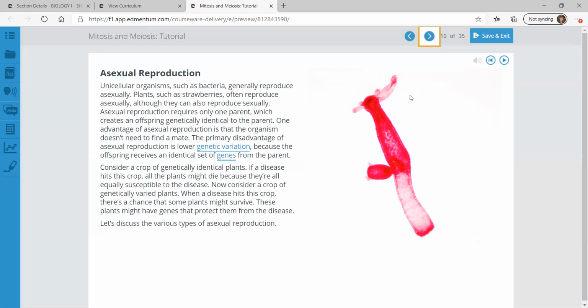Asexual reproduction requires only one parent, which creates an offspring genetically identical to the parent. It's like making a copy. One advantage of asexual reproduction is that the organism doesn't need to find a mate. The primary disadvantage of asexual reproduction is lower genetic variation because the offspring receives an identical set of genes from the parent. So they're just making copies of themselves, essentially. There's not a lot of cross-pollination of genes.